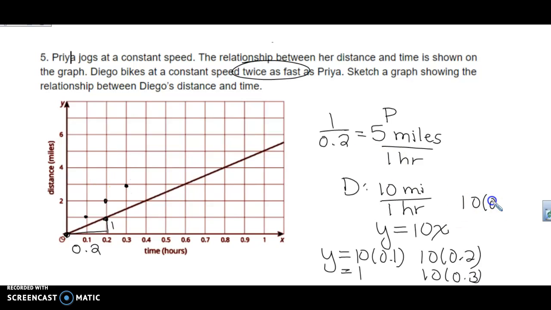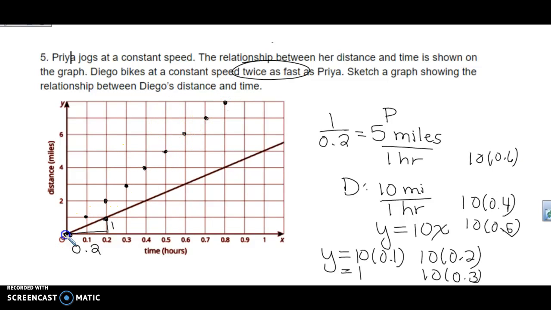10 times 0.3 is going to give us 3. 10 times 0.4 is going to be 4. 10 times 0.5 will be 5. 10 times 0.6 will be 6. 10 times 0.7 is 7, and then 8, and we are out of room.